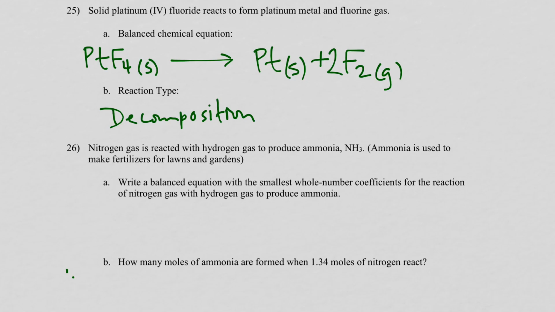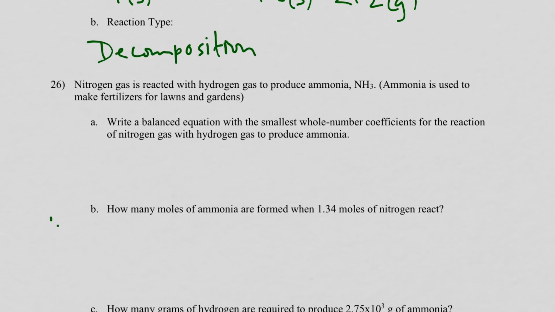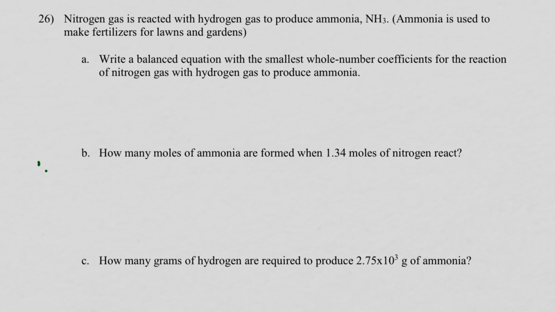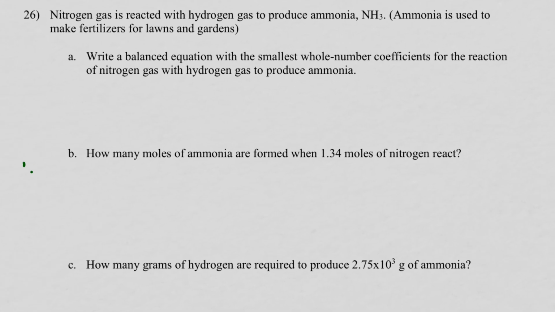The next one, number 26, starts with part A with you writing the reaction, but the purpose of it in this particular case is for you to build on each one of these scenarios into stoichiometry. So it says write a balanced equation with the smallest whole number coefficients for the reaction of nitrogen gas with hydrogen gas to form ammonia. So nitrogen gas, diatomic 7, N2(g), plus hydrogen gas, again, diatomic 7, H2(g), to produce ammonia.